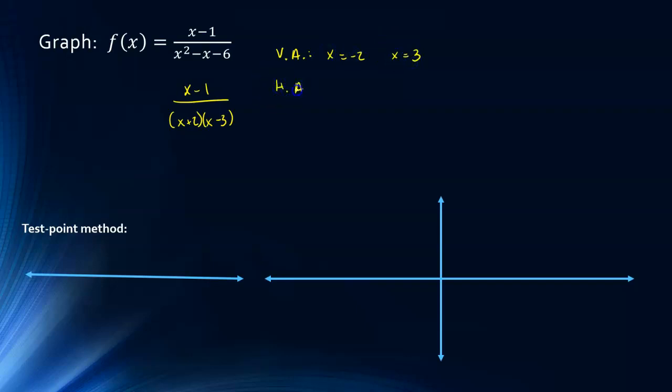Now let's look to see if there's a horizontal asymptote. Remember, for a horizontal asymptote, we're going to use the leading term in standard form. So we would have x over x squared. So this would be a situation that's bottom heavy. We end up with 1 over x. So anytime it's bottom heavy, remember that means that you have a horizontal asymptote at y equals 0.